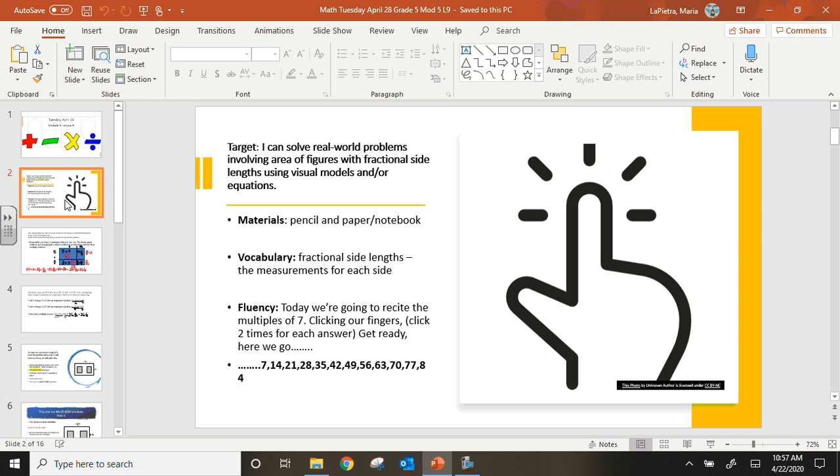And our fluency for today, we're going to recite the multiples of 7, clicking our fingers. Click 2 times for each answer, and you can hear me clicking, so get ready. Here we go. 7, 14, 21, 28, 35, 42, 49, 56, 63, 70, 77, 84.